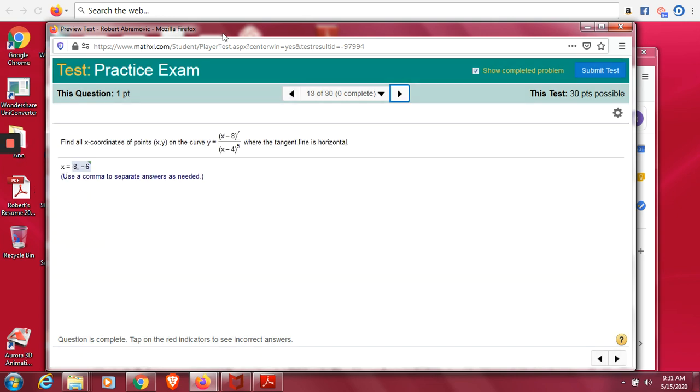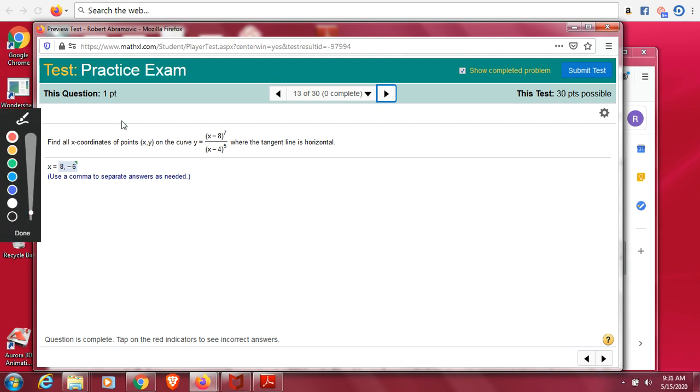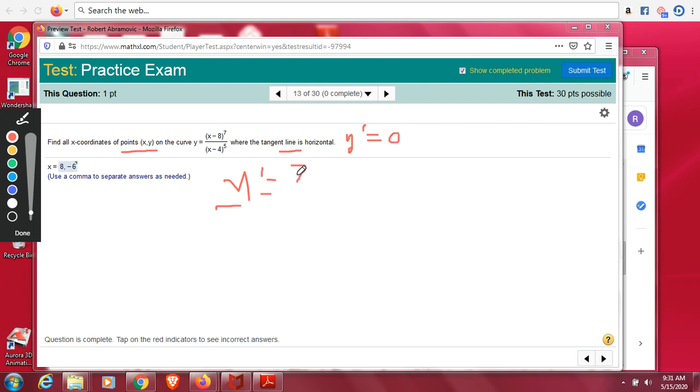Okay, so let's go to the next question. Find all x coordinates of points on the curve where the tangent line is horizontal. So if you recall, a horizontal tangent line means y prime has to be 0. That means we need to first compute y prime and then set it equal to 0.